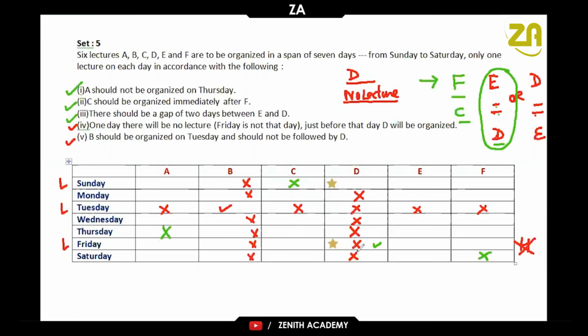When you cannot take D on Friday, then the only option left with us is Sunday. Lecture D is on Sunday. Correct? So cancel out this cell and this cell. Now, lecture D is before the holiday, means Monday is no lecture day. Got it? Monday is no lecture day.